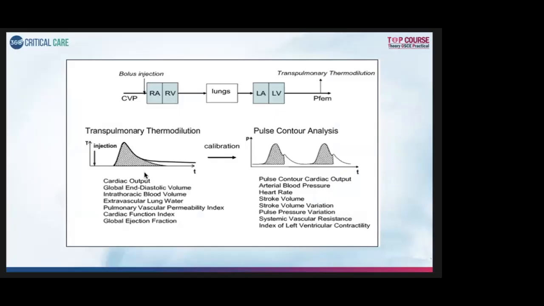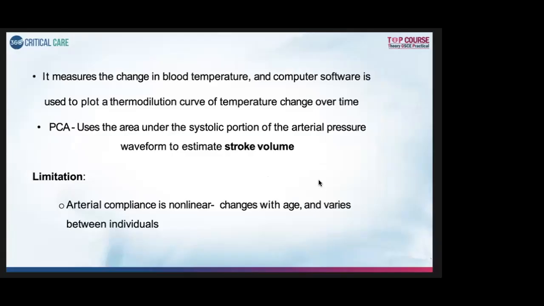That is why it is called transpulmonary thermodilution. When the transpulmonary thermodilution curve comes, it applies the same modified Stewart-Hamilton equation to find out the cardiac output, okay? And it also utilizes the pulse contour analysis for the continuous waveform analysis and continuous cardiac output monitoring.